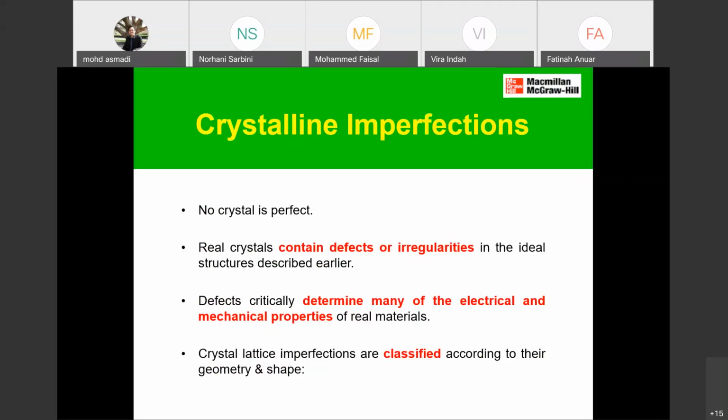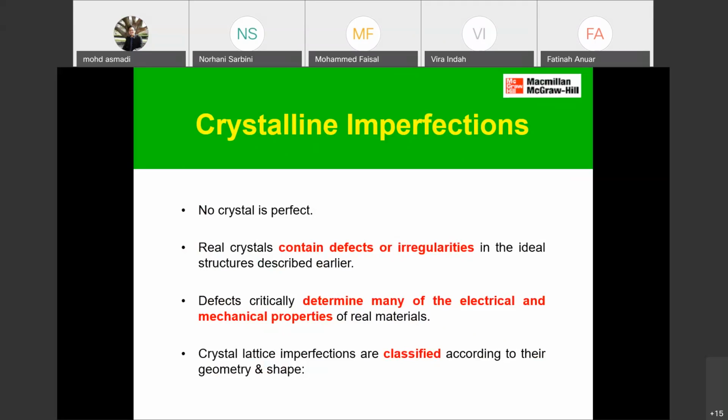Usually this is going to affect many important engineering properties of materials, such as color, formability of alloys, the electronic conductivity of semiconductors. What else? Migration of atoms in alloys, the corrosion of metals. The crystal lattice imperfections are classified according to their geometry as well as shape.